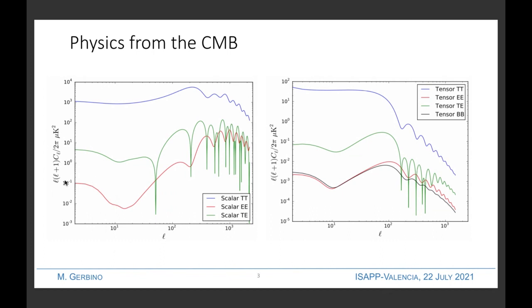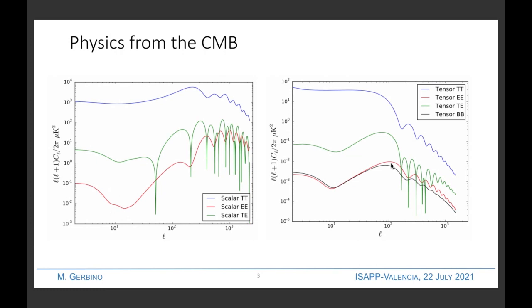This bump here appears because of the reionization, and this is one of the key targets of the next generation of CMB satellite probes: to precisely constrain this region of the CMB power spectra, because we want to constrain the parameters that govern the physics of reionization in order to have a full picture of the standard cosmological model.